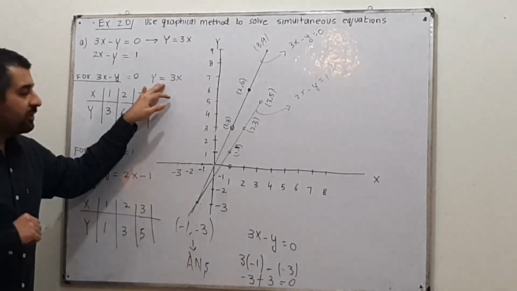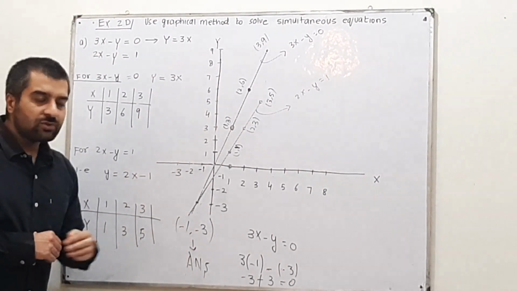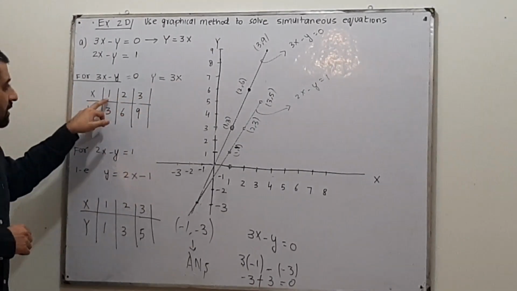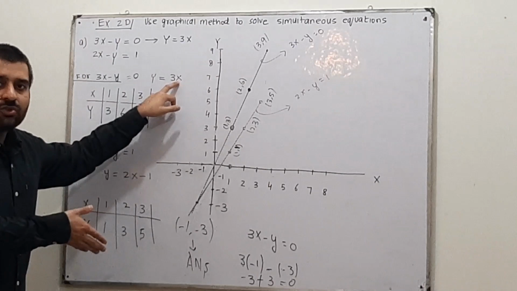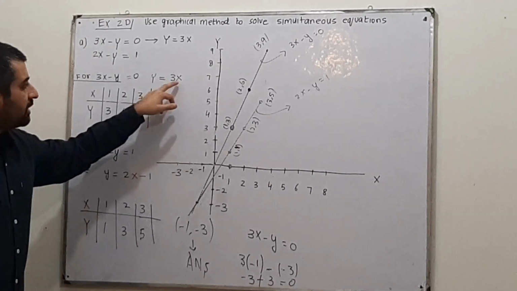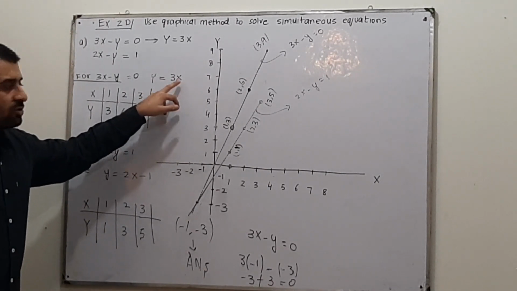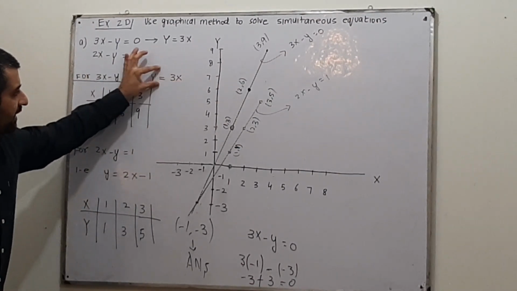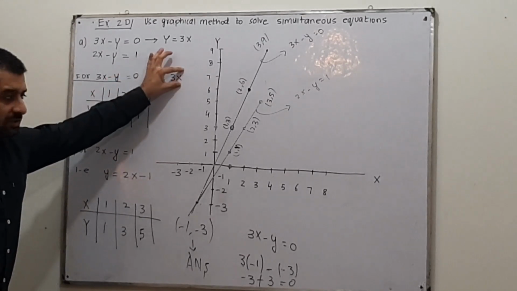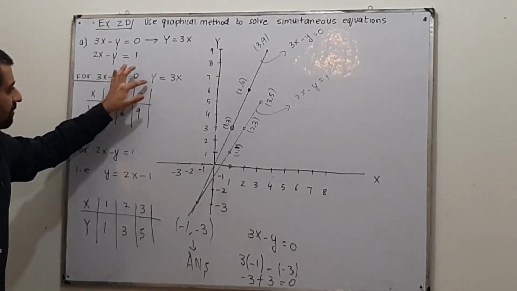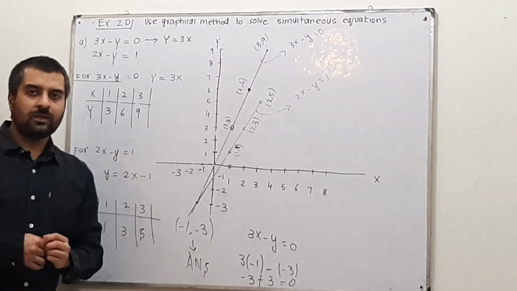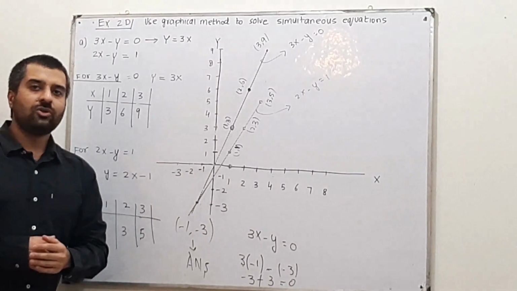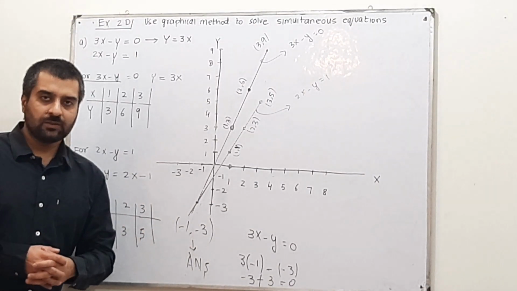How? From this equation. You will be putting the values of x here in place of x. When 1 is used here in place of x, 3 into 1 is 3. So when x is 1, y is 3. When x is 2, y is 6. When x is 3, then 3 into 3 is 9, y is 9. So you got values of y for these values of x. Now we are going to draw the graph of this equation.